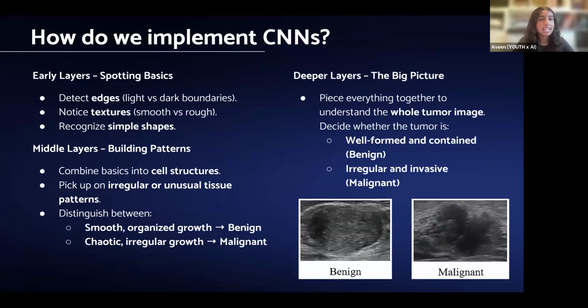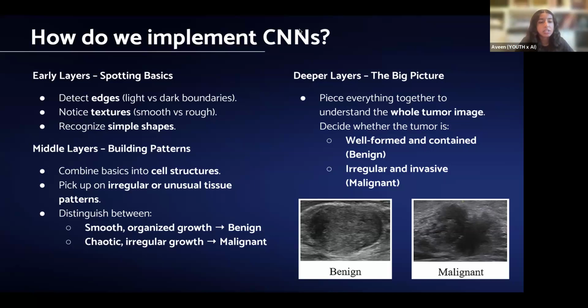So now, implementing the CNN into our model to detect these malignant and benign tumors, thinking back to what Devsha was explaining earlier, thinking about the different layers of our CNN model. In our earlier layers, it's going to be detecting the edges, looking at these images, looking at light versus darker boundaries. It's going to try to notice the texture of the cell, whether it's smooth or rough, and it's going to just recognize simple shapes.